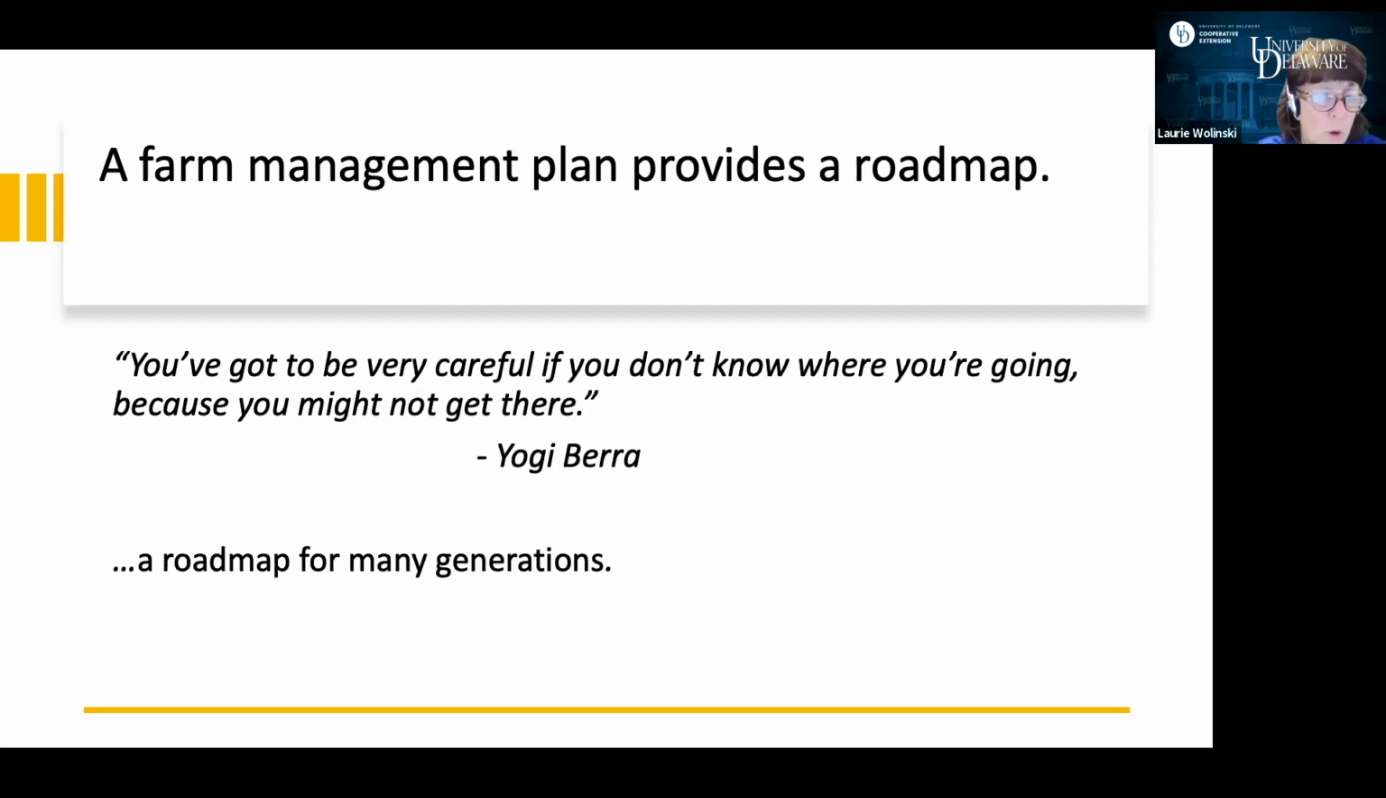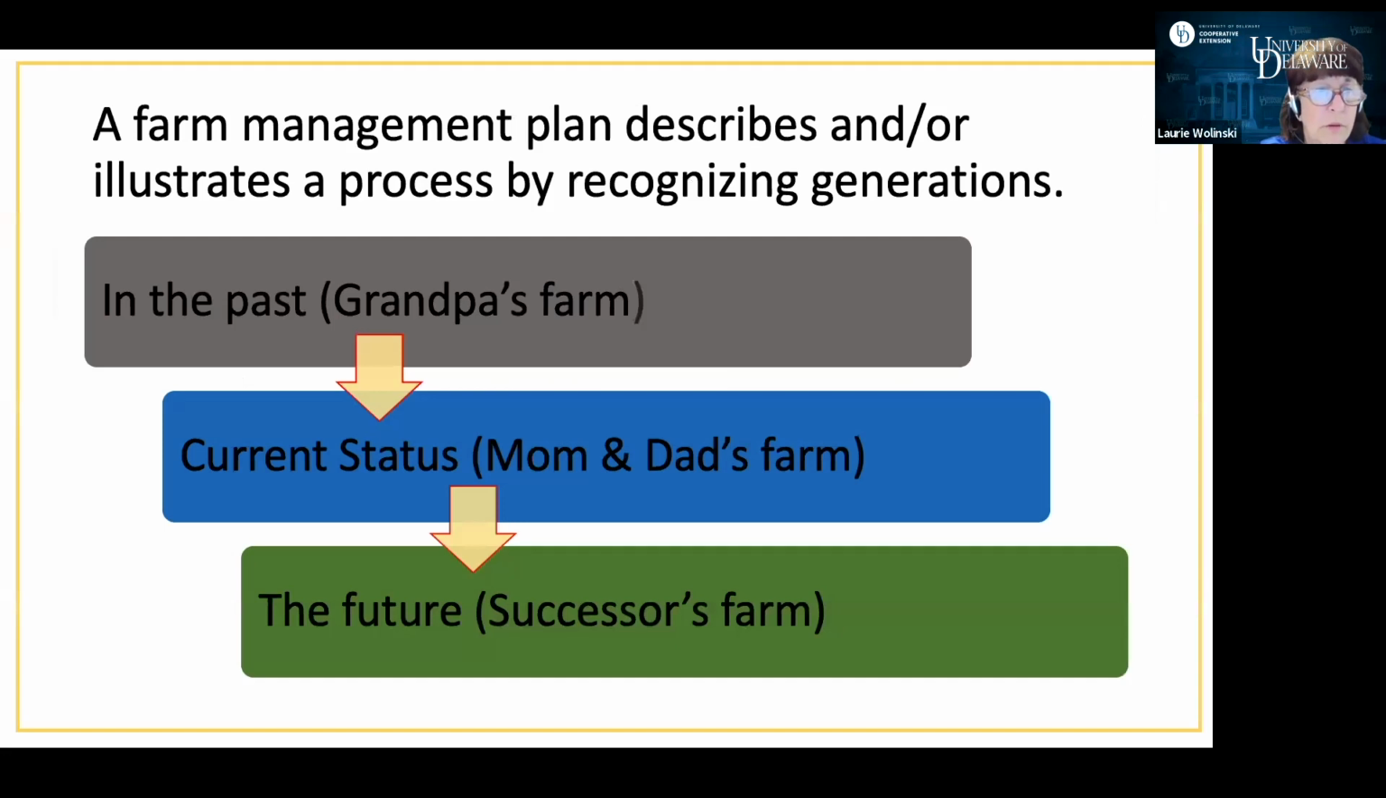And so the roadmap may have been begun years and years ago, but it's still being followed. A farm management plan also describes or illustrates the process by recognizing the different generations that have traveled on this road. So in the past, it might have been grandpa's farm. Currently, it's mom and dad's farm. And then it will be the successor's farm.